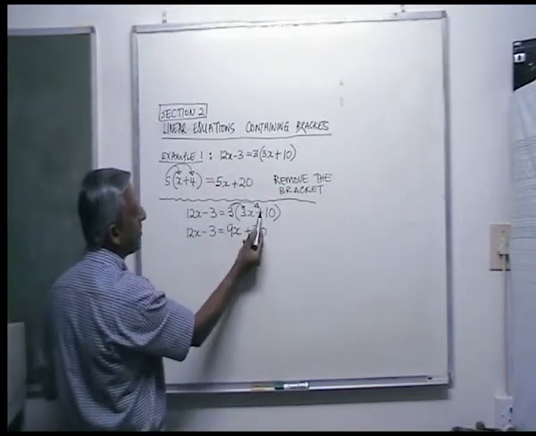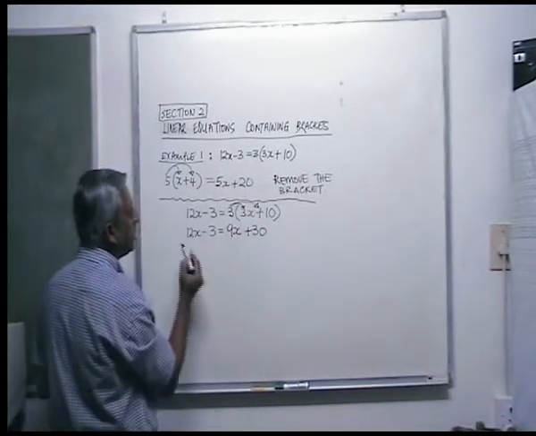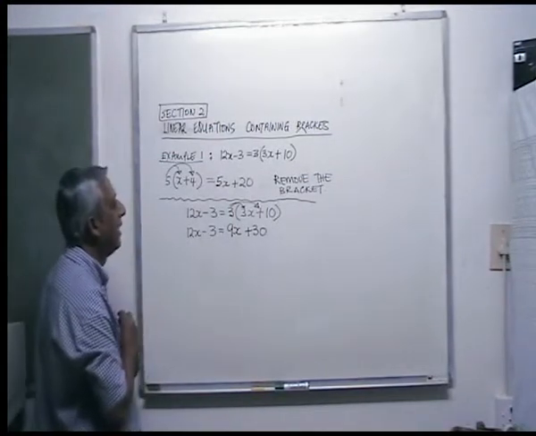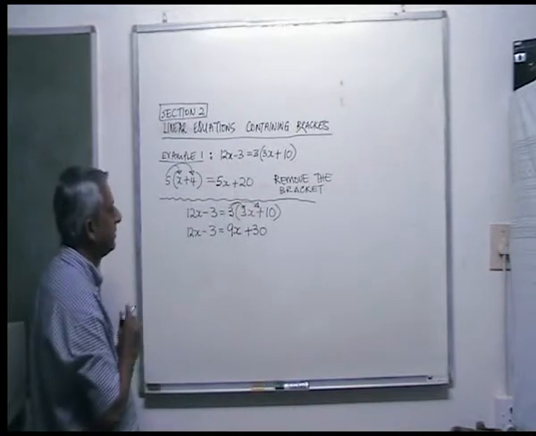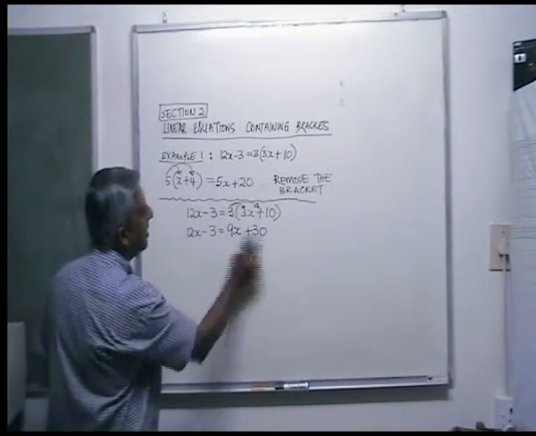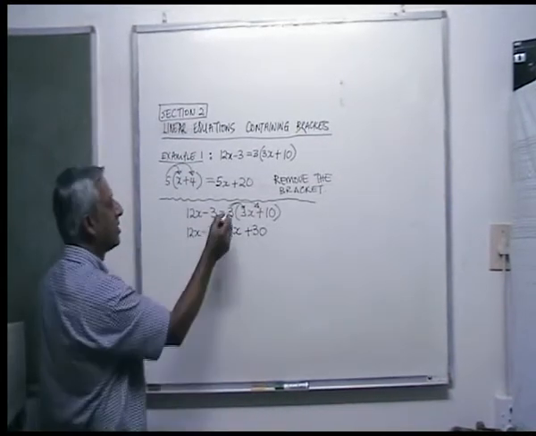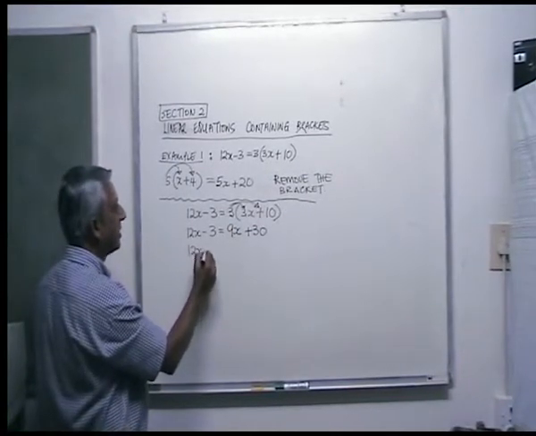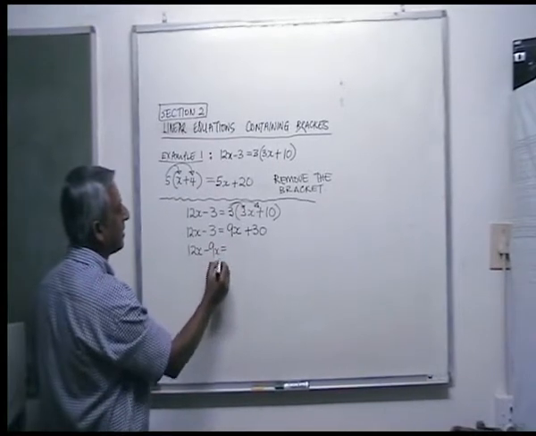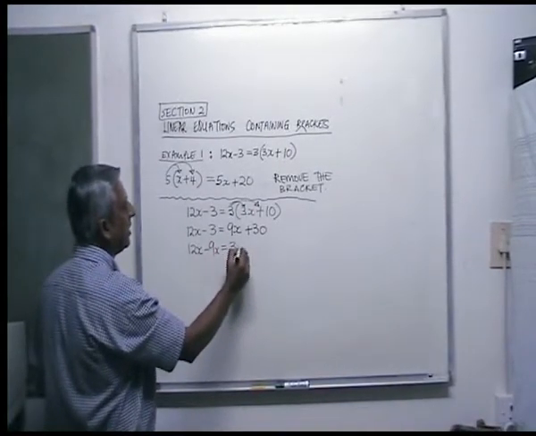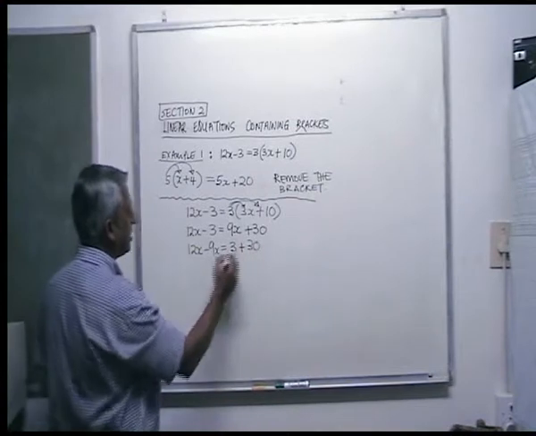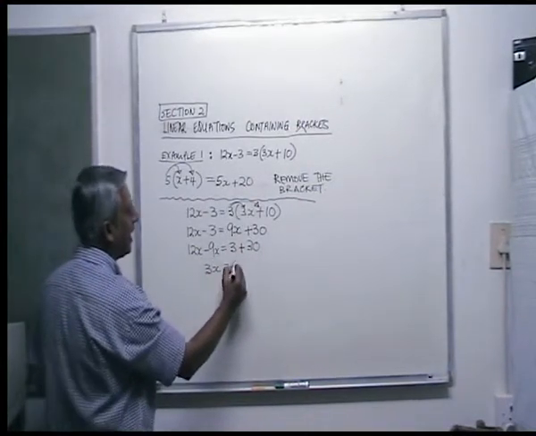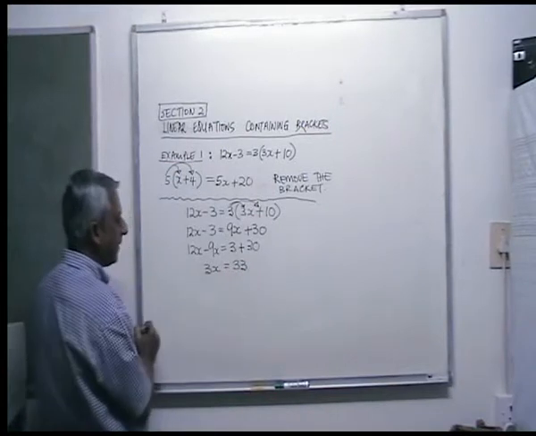Now you must be careful. Plus times plus is plus. If there's a minus sign, be very careful and remember your minus sign and plus sign rules. Now it became an ordinary equation. So this equation had one extra step. From here it's very easy. 12x minus 9x is equal to 3 plus 30. Then we add here and we get 3x. We add here, we get 33.